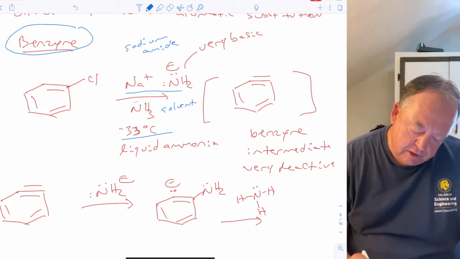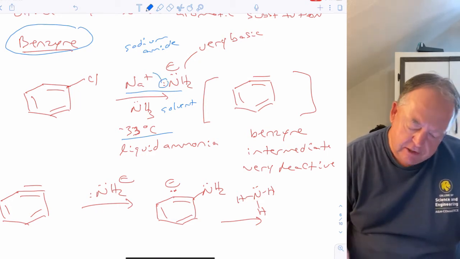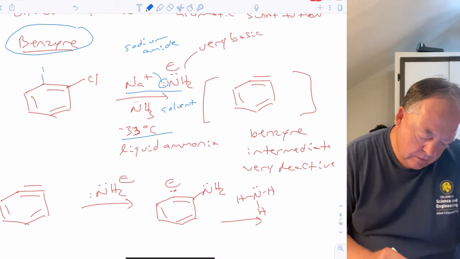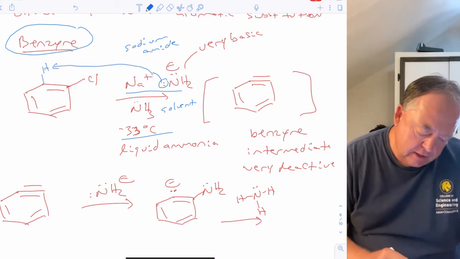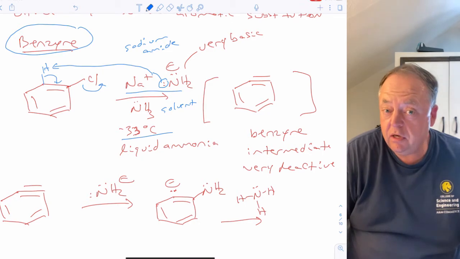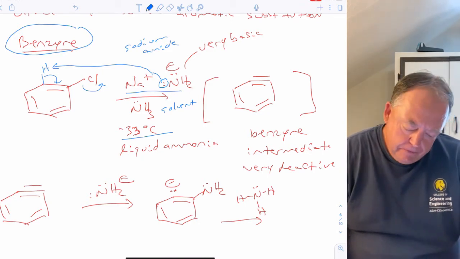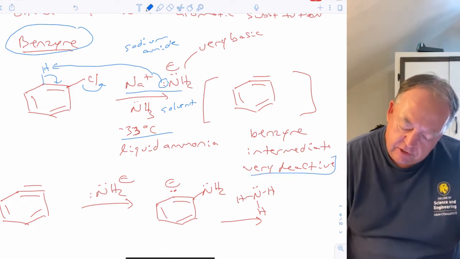Okay, so then basically what happens in this mechanism is nitrogen's a strong base. What do bases do? Bases take hydrogens, right? So that pulls this hydrogen off. These electrons go there to make a triple bond, and chlorine comes off. So that's basically an E2 elimination at that point. And then you make benzyne. So benzyne is very reactive. It's not very stable.